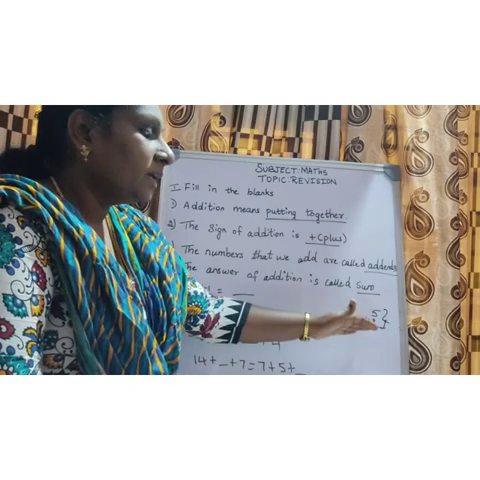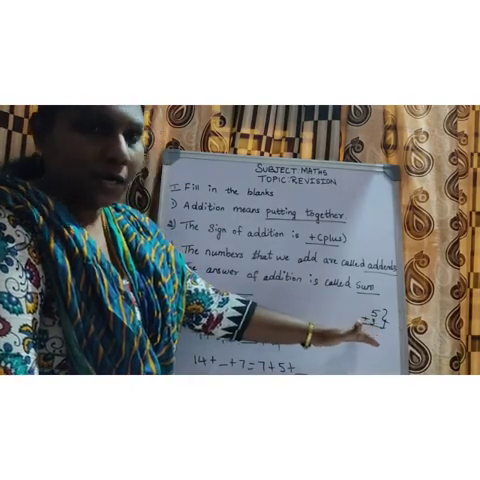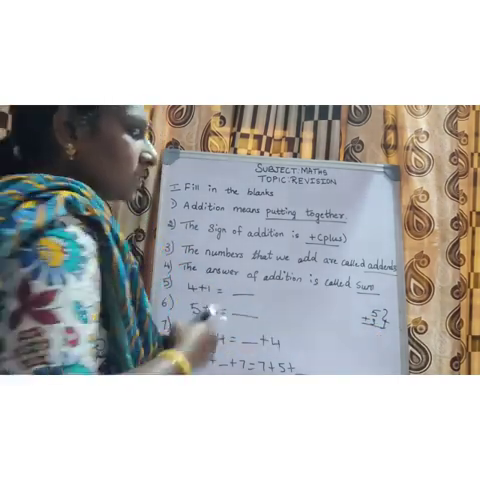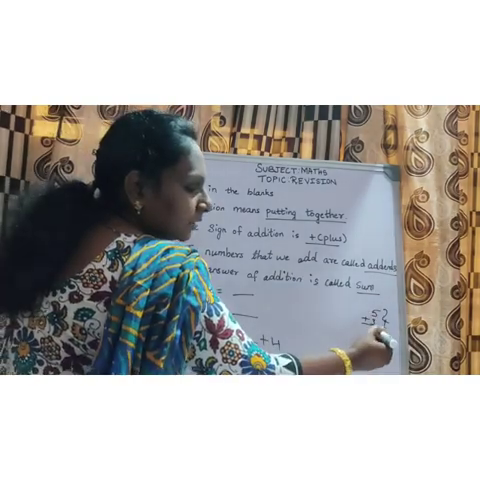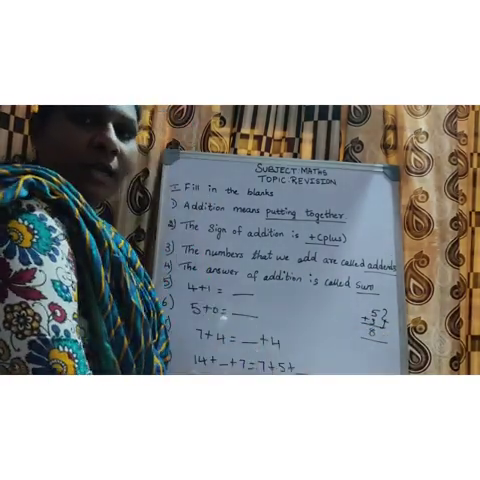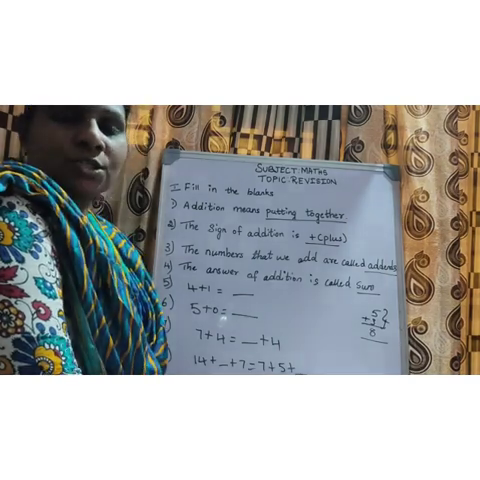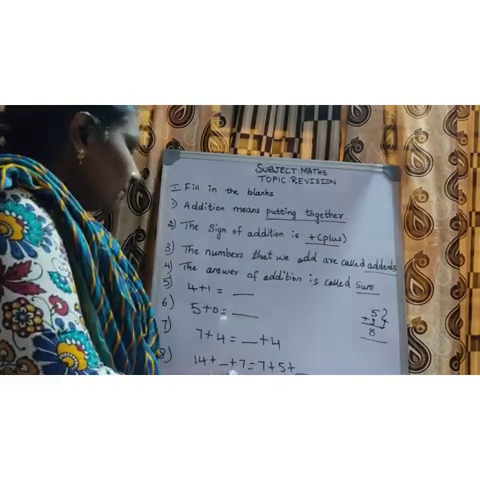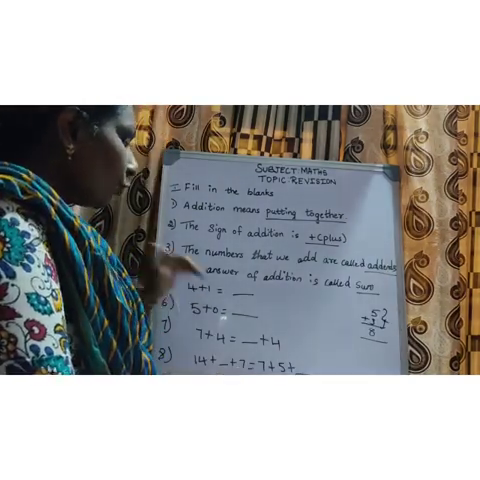The answer of addition is called dash. After adding, we get one answer, right? What is that answer called? Here 5 plus 3 is 8. So 8 is called what? 8 is called the sum. What is it called? Sum.